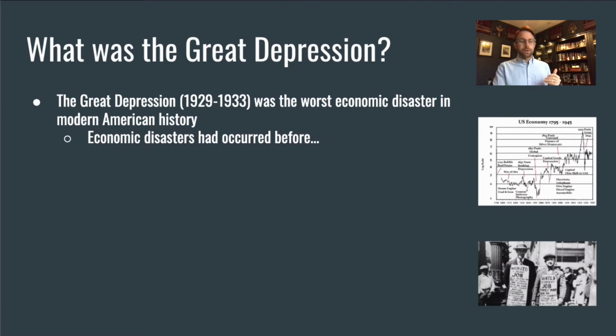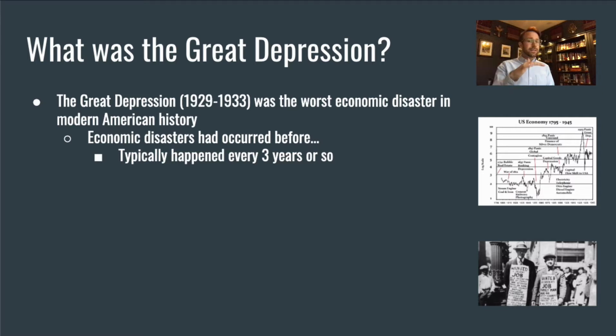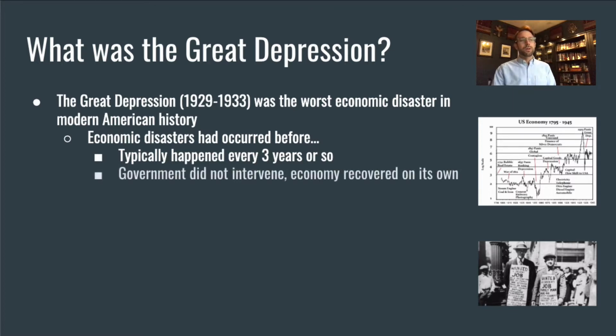Economic disasters had occurred before, and when we look at US history, they typically happened every 3 years or so. So the economy would increase, decrease, increase, decrease. And what happened throughout our history, all the way up to the Great Depression, was that the government never intervened. So they never took steps to try to address it, to help the average person, or try to change what was going on. They just accepted that this is what happens in the economy. The economy gets better, it gets worse, but it's going to get better on its own. There's no point in the government doing anything about it.